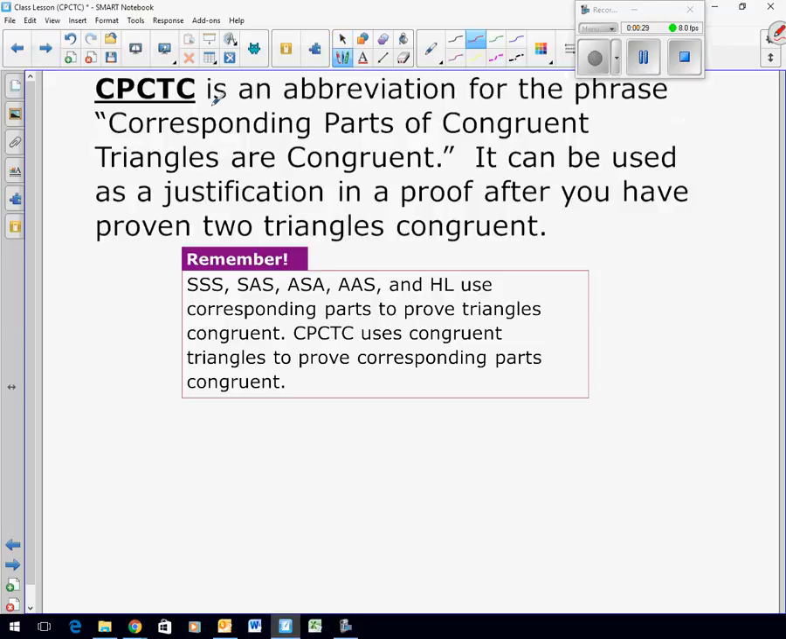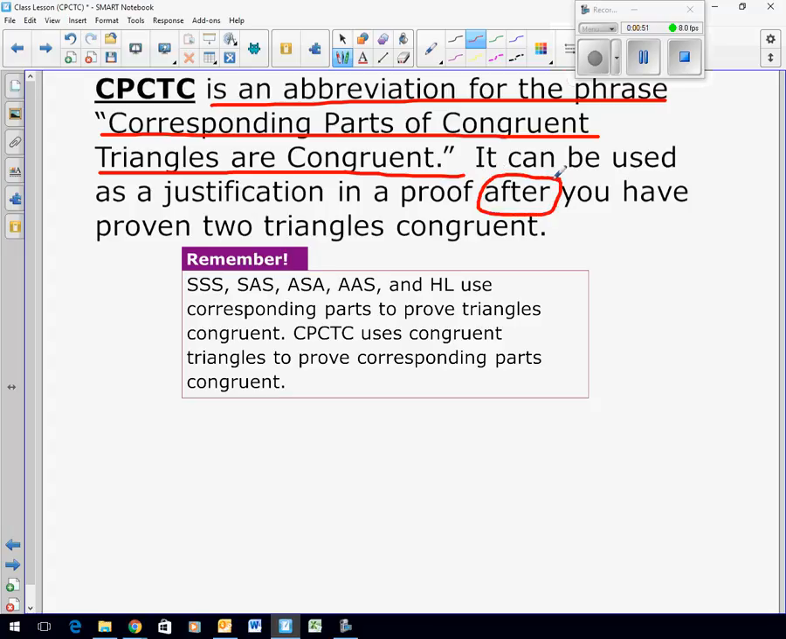It's just an abbreviation, guys. It's an abbreviation for the phrase corresponding parts of congruent triangles are congruent. It can be used as a justification in a proof after you have proven two triangles are congruent.